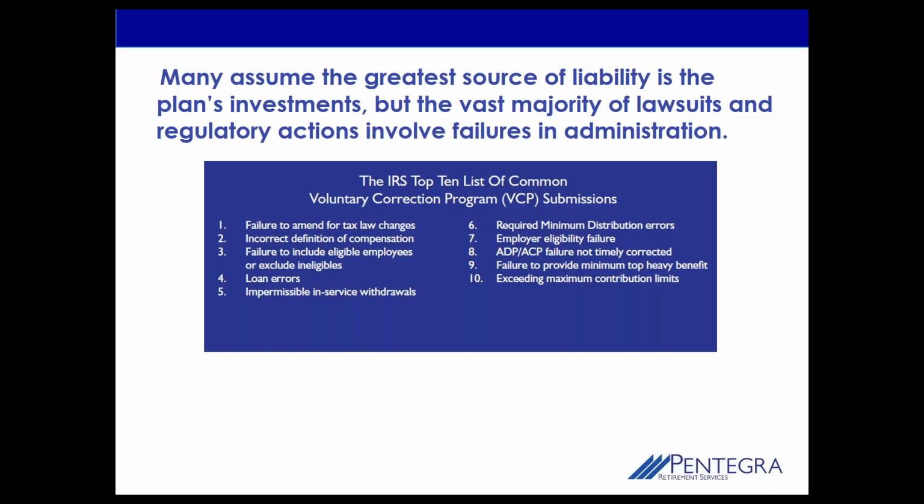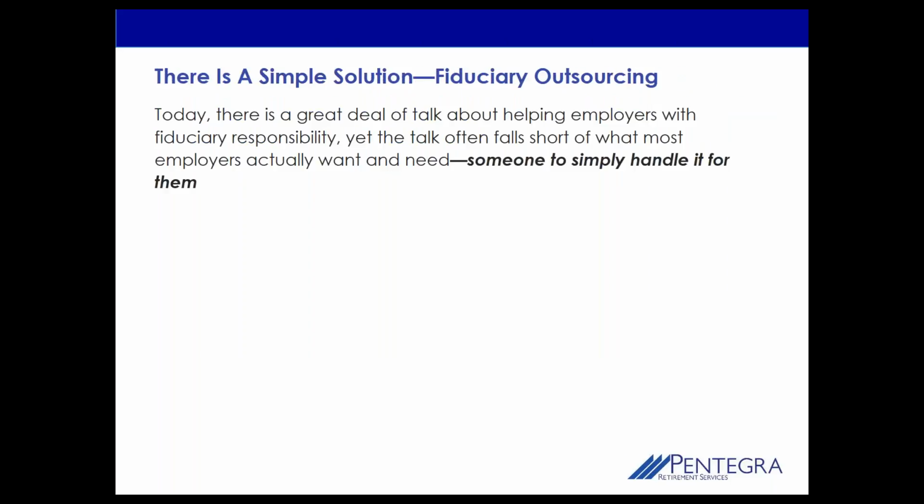Top 5 list: failure to amend the plan for tax law changes, incorrect definition of compensation in a 401(k), which is probably the number one issue for a 401(k) plan. Plan sponsors don't always know, believe it or not, the true definition of plan comp. Failure to include eligible employees or to exclude people who are not eligible, loan errors, impermissible in-service withdrawals. So that's just the top 5 list, and you can see some of the others here. These are all things that need to be done, and these all have fiduciary repercussions, so to speak. So understanding what goes into the whole puzzle here is critical.